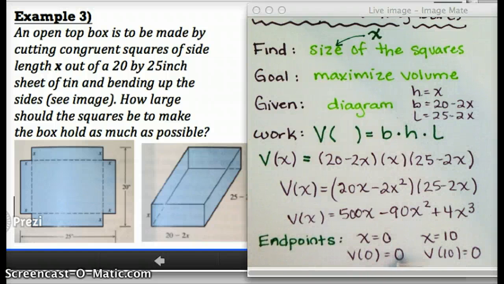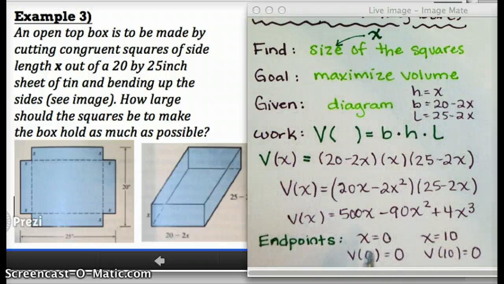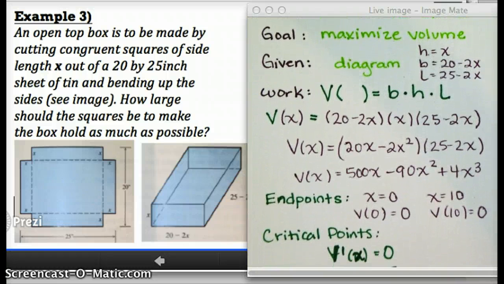Now, we don't expect these 0 volumes to actually be our maximum, but they're important to consider because they're going to help you interpret the next step, which is the critical points. How do you find critical points? That's right, set the derivative equal to 0. Favorite question of everybody right now.